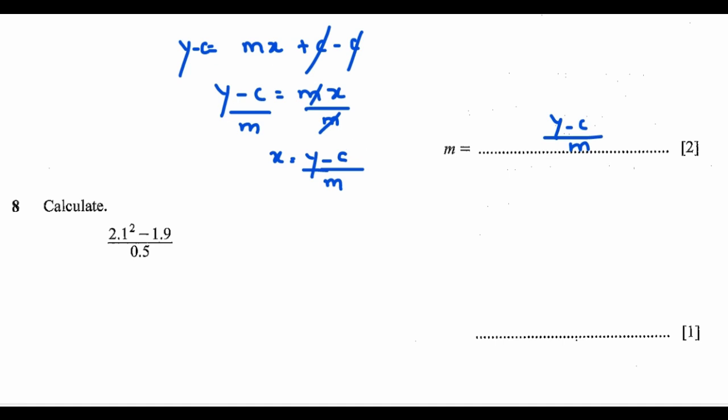Now question number 8 has provided us the expression and we have to calculate it. As it's a calculator paper, so we'll just put the values in our calculator and we'll get the answer. So it is 5.02.